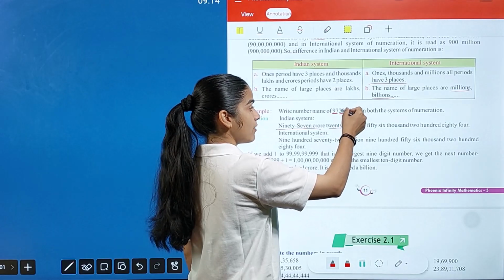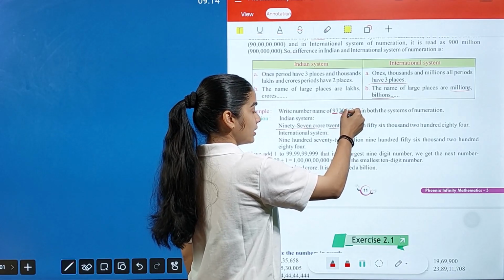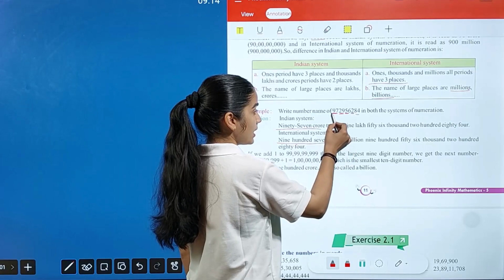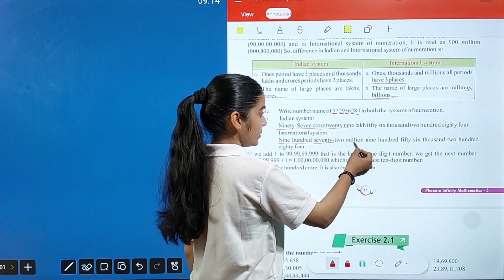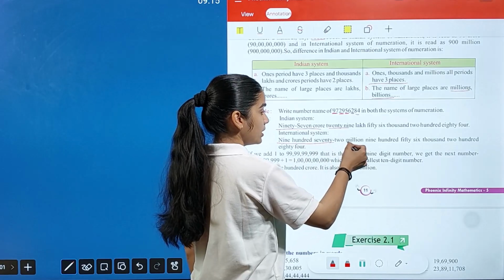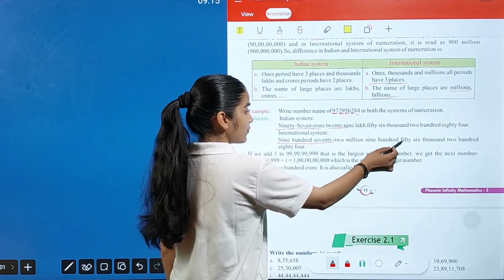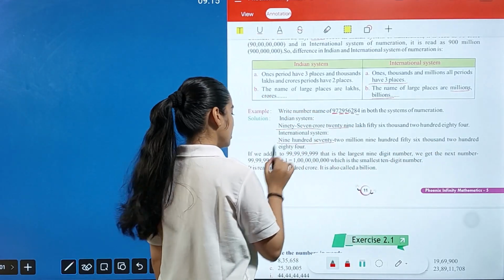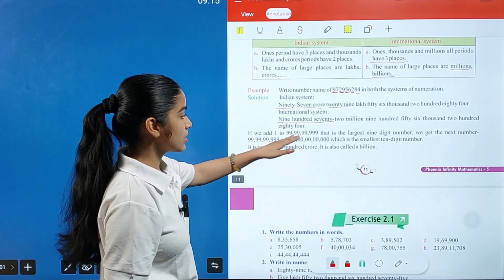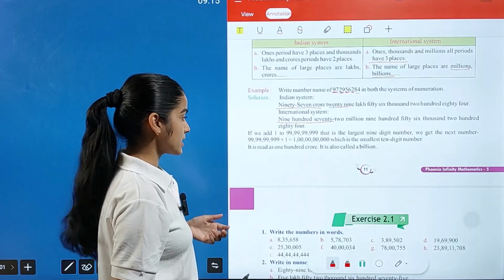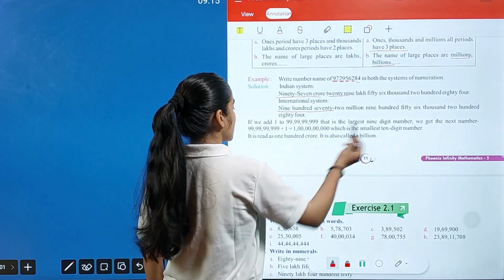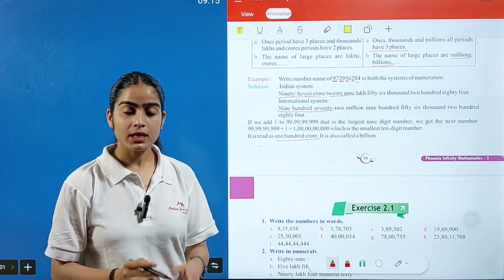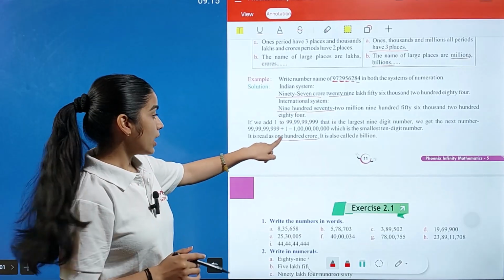Now in the international system, same: ones, tens, hundred, thousand, 10,000, 100,000. After 100,000 we have million, then 10 million, and then 100 million. Means 972 million 956,284. If we add 1 to this largest 9 digit number, we get the next number, which is the smallest 10 digit number. It is read as 100 crore. It is called a billion. Million means 10 lakh and billion means 100 crore.